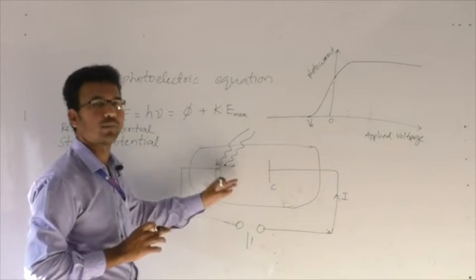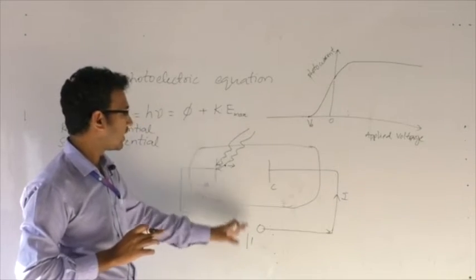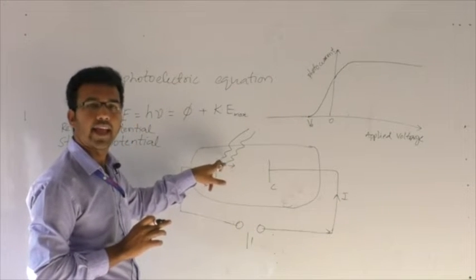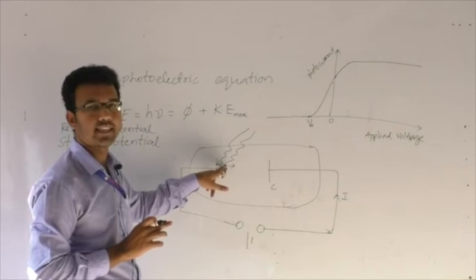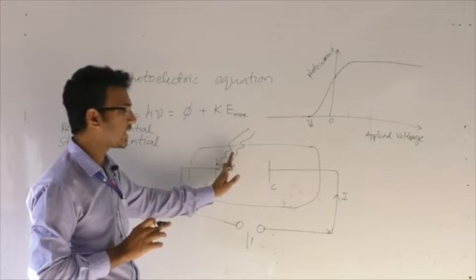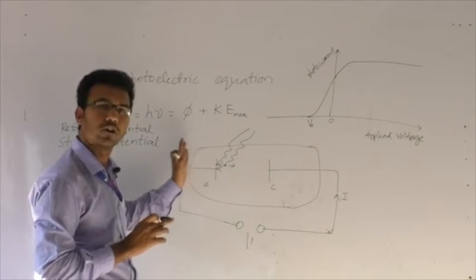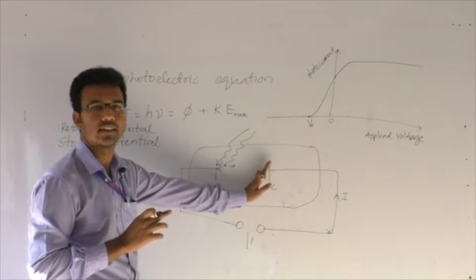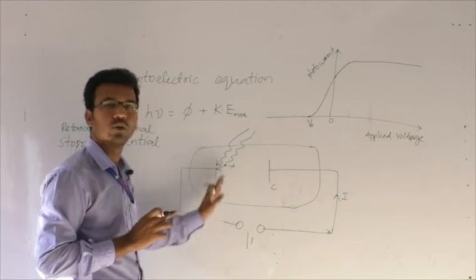The other electrons automatically will stop, because the energy will already be sufficient to stop this electron, which has the maximum kinetic energy value. So if I am stopping that electron, it is understood that the other electrons also cannot reach the other end. So ultimately there will be no current.